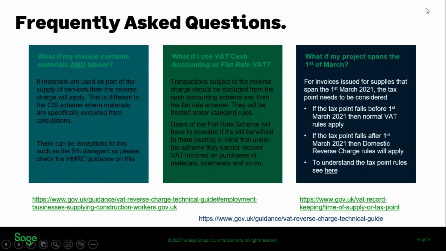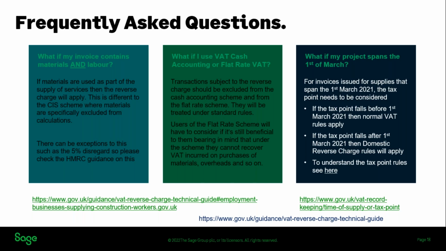Okay. So frequently asked questions. These are some of the common questions when we were doing the CIS domestic reverse charge one-to-ones that we would get asked on a regular basis. Now, normally, if your invoice contains materials and labour, what you would be doing is applying domestic reverse charge to the whole invoice. Makes it a bit easier for processing. But there can be exceptions to this.